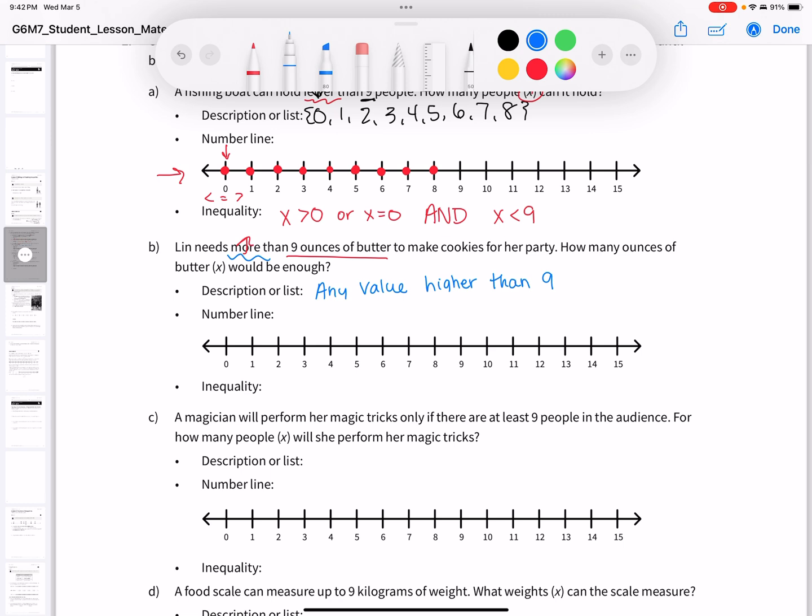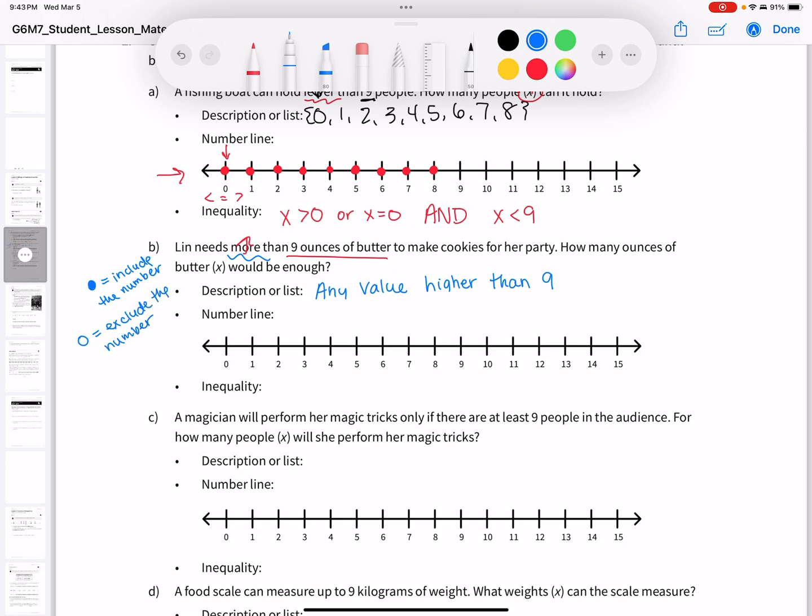All right, so what does our number line look like? Well, we are going to be on 9, but there is something when we graph inequalities. A filled in dot is going to mean that we include that number. An open dot means that we don't include, we exclude the number.